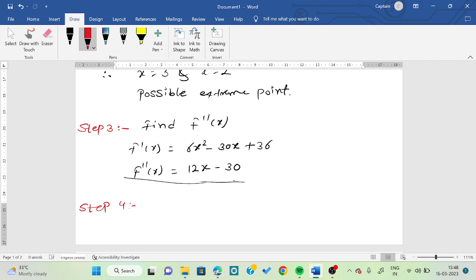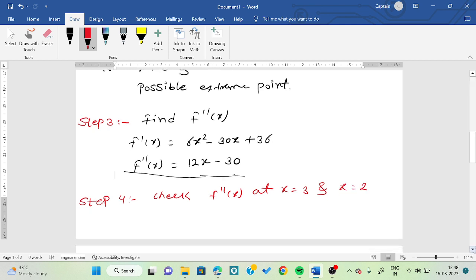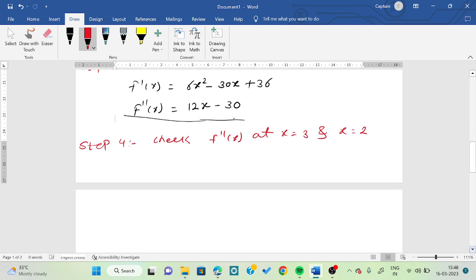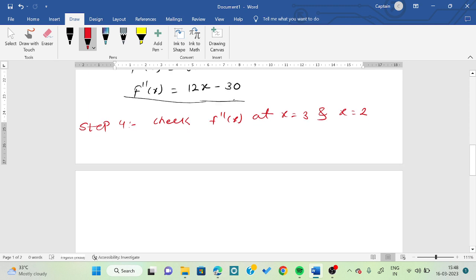Now the fourth step is check f double dash of x at, means we need to put the values. Check f double dash of x at both the extreme points, x is equal to 3 as well as x is equal to 2. Now how we are going to check this? Let me change the slide also. So what is the value of f double dash of x we are getting? f double dash of x is 12x minus 30.